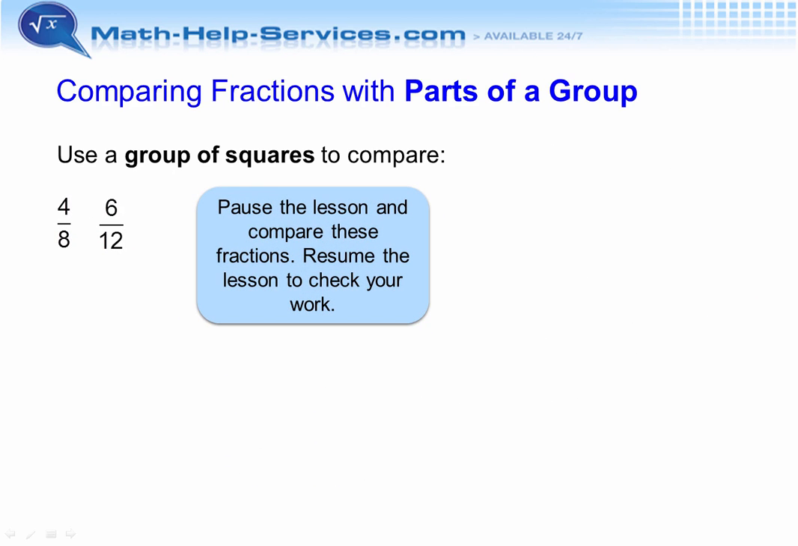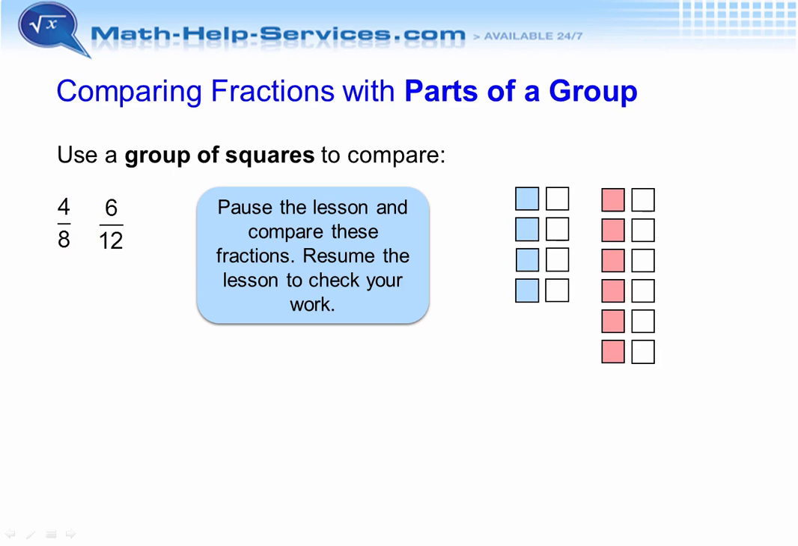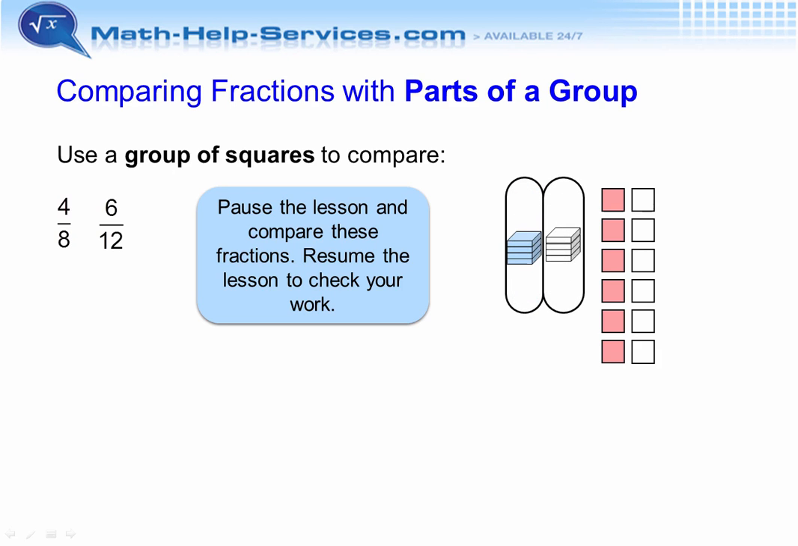Pause the lesson and compare these fractions. Resume the lesson to check your work. 4/8 and 6/12. Using the grouping method, we have a group of 8 and 4 of them are shaded. And we have a group of 12 and 6 of them are shaded. Notice we can simplify this group into 1/2. 4/8 divided by 4/4 is 1/2.